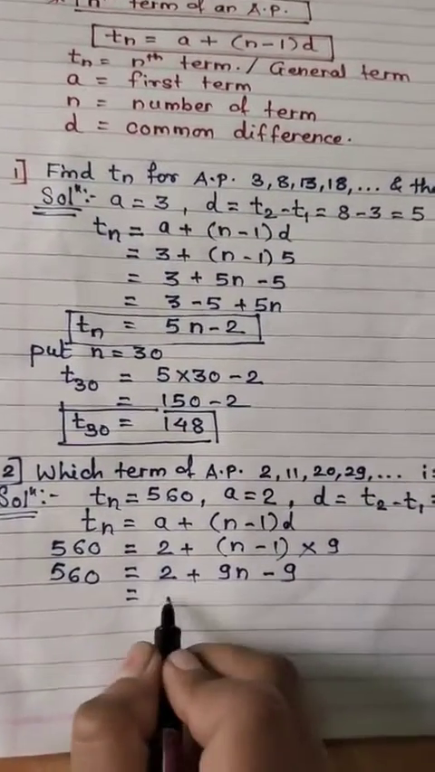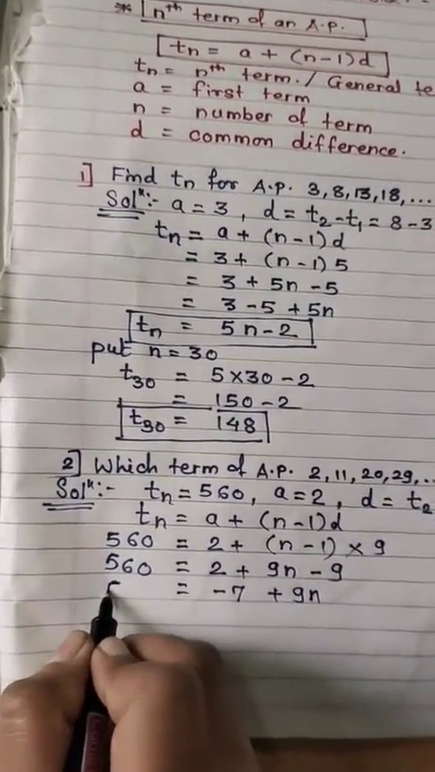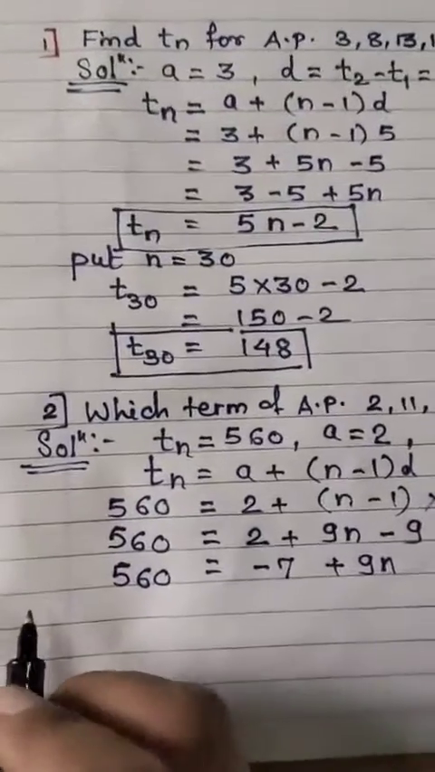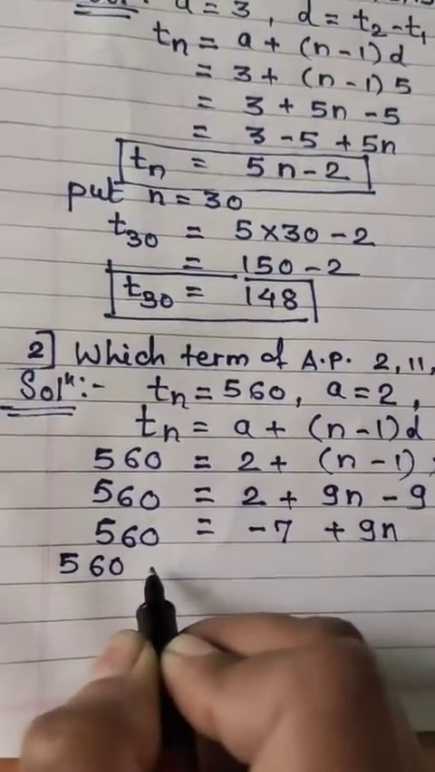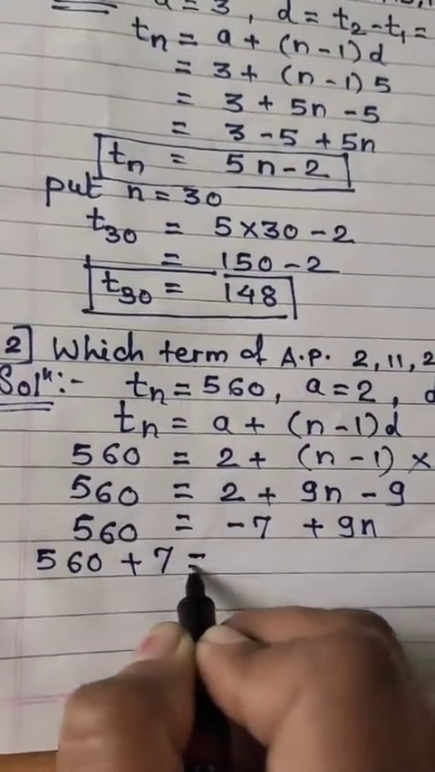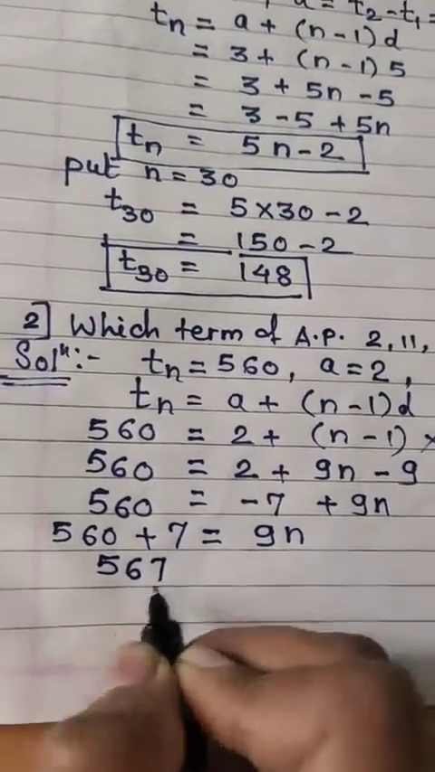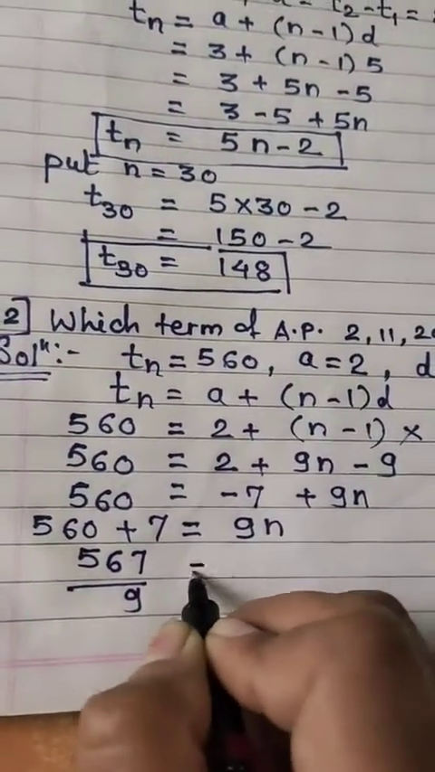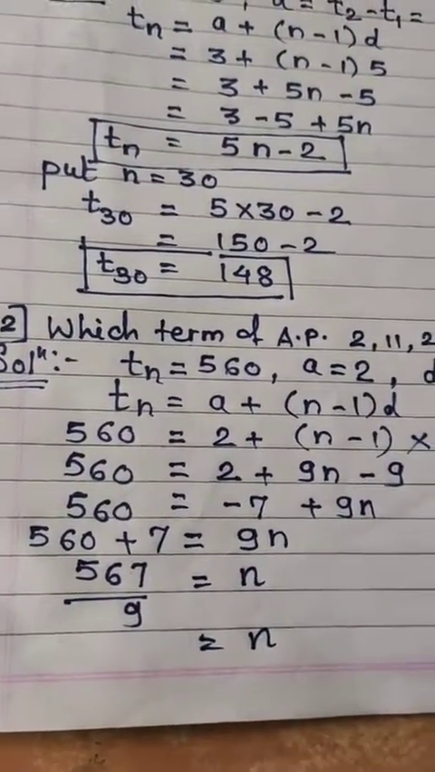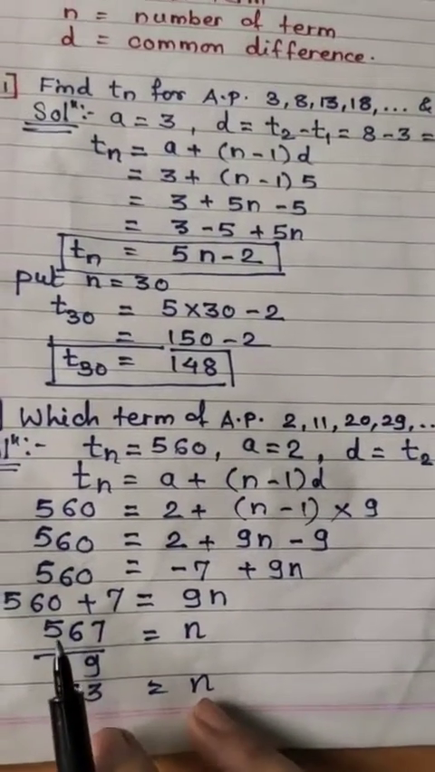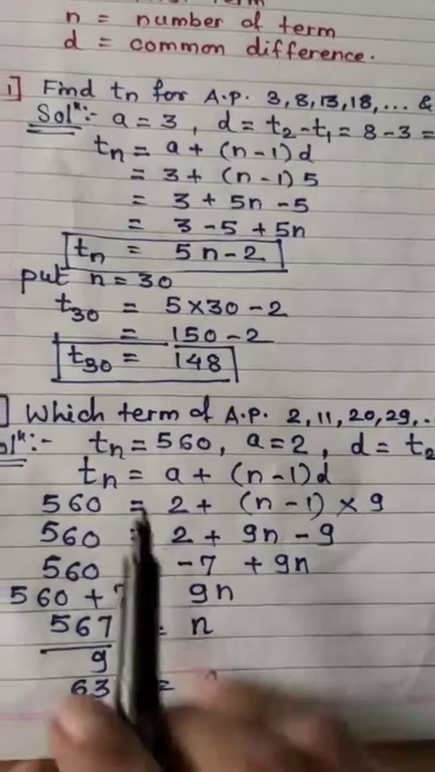So 2 minus 9 is minus 7, plus 9n is equal to 560. So here 560 plus 7 is equal to 9n. So 567 upon 9 is equal to n. So n is equal to... here, by dividing 567 by 9, you will get 63 as the answer.